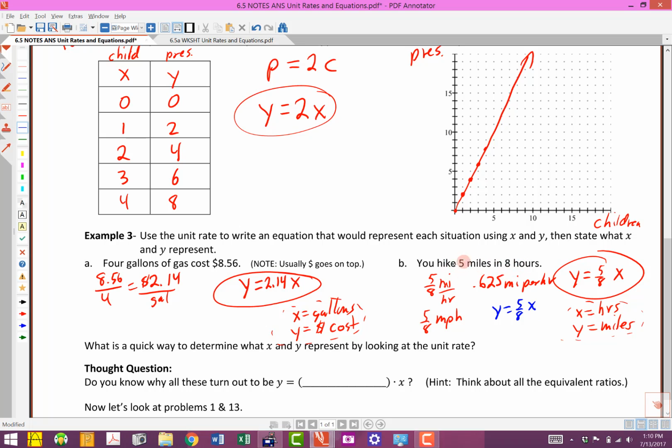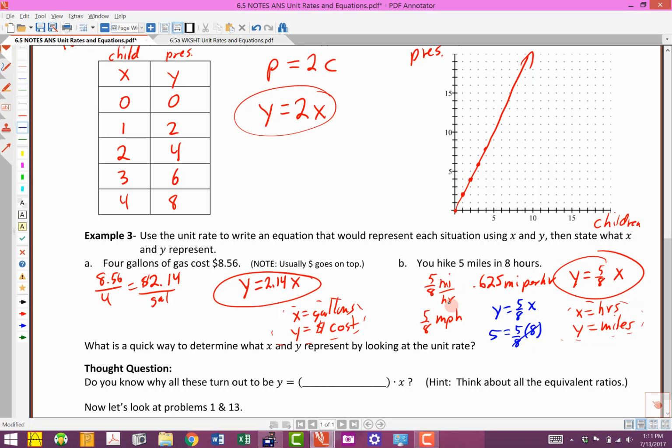Well, we have a specific example right here. In this particular case, in 8 hours, this person covered 5 miles. Well, watch what happens here. If we do 5/8 times 8 hours, the 8s would cancel and we'd end up with 5, and that's what we should have. Okay, so I'm hoping that you've seen this. We've done 4 examples now. Is there a quick way to determine what x and y represent by looking at the unit rate? And what I'm hoping for is that you figured this out.